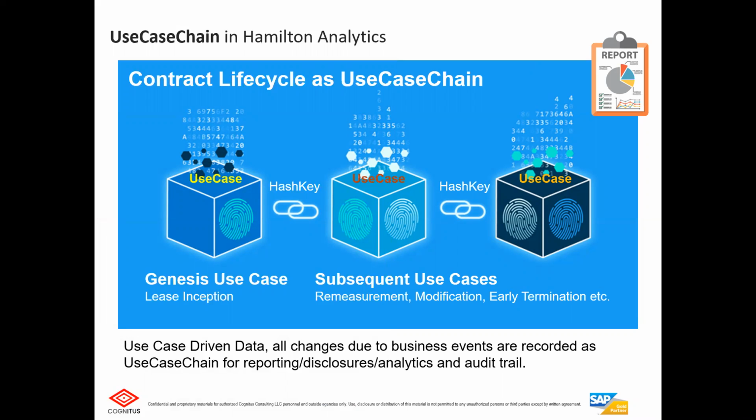In Hamilton, we have a concept of use case chain, which uses a similar concept to blockchain, where the data is stored as blocks, and the blocks, which represent a series of business events, or what we call use cases, link to each other by hash key to ensure data validity since they cannot be tampered with.